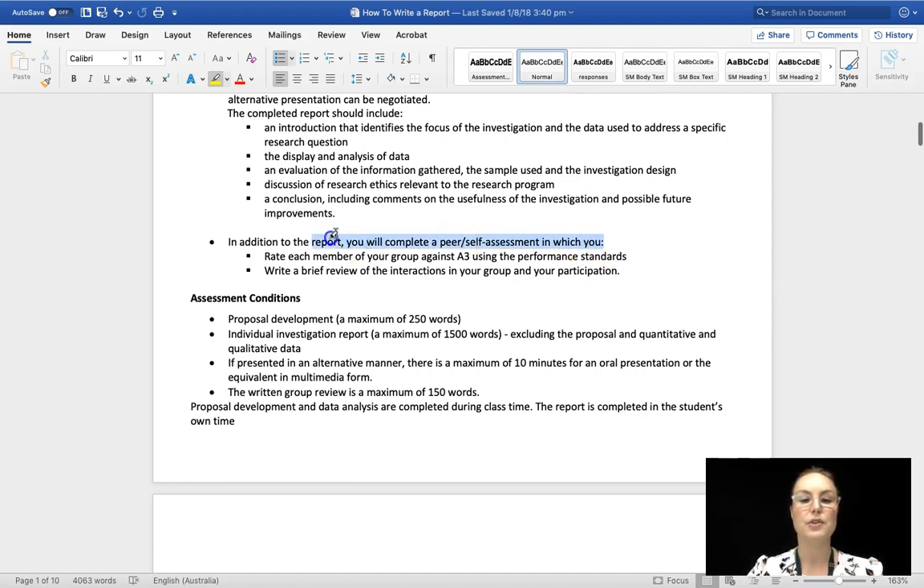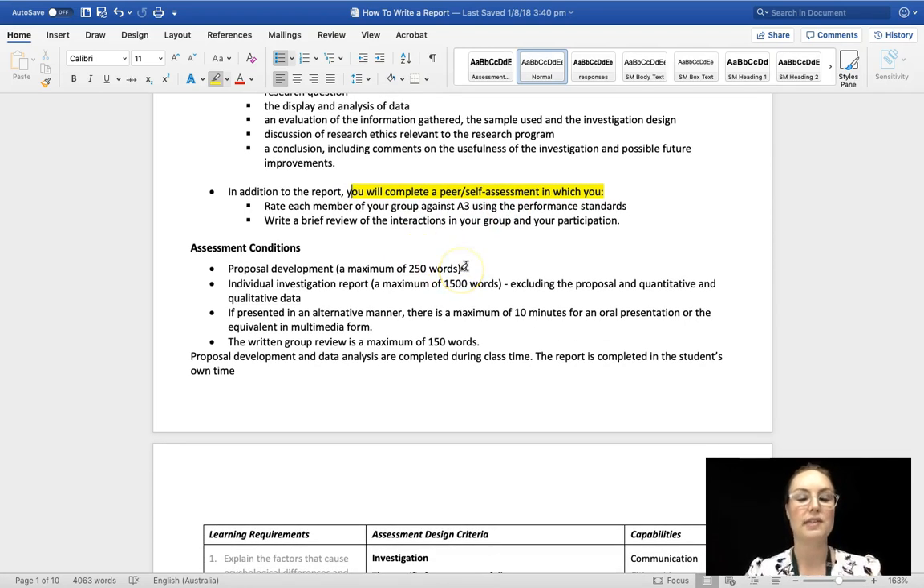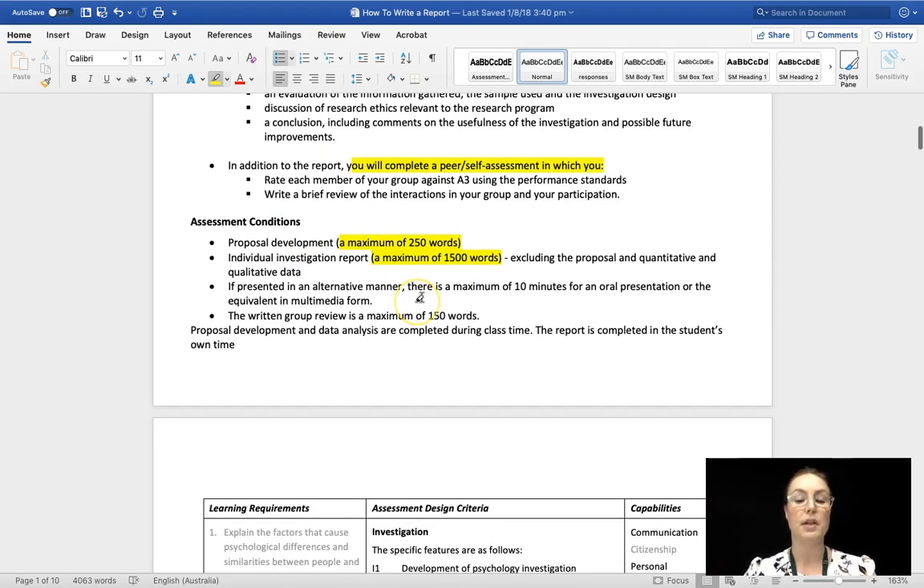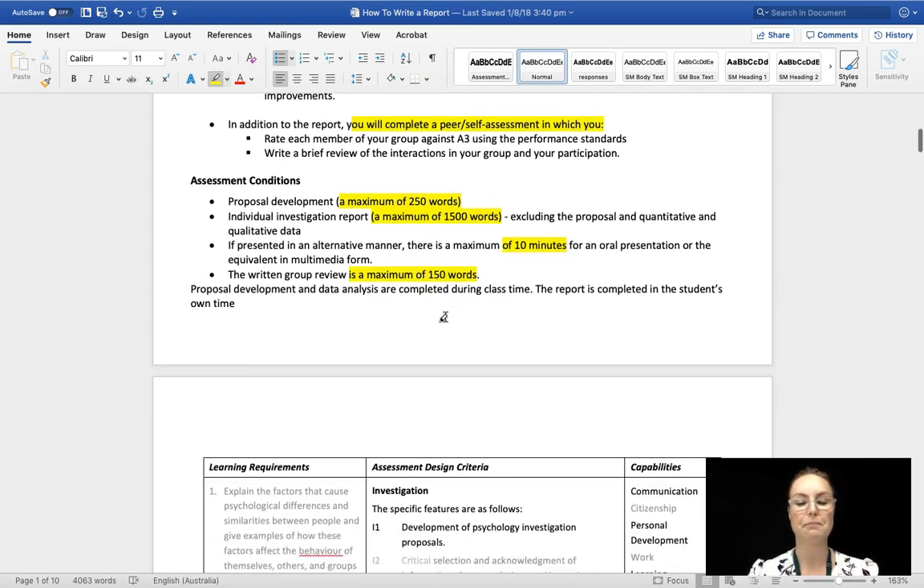For the collaborative task, you also do a self and peer assessment, which helps us look at how you worked as a team. Word counts. At Stage 2, we have a word count of 250 words max for the proposal, so it's quite short. The report has a maximum of 1,500 words. If you would like to present that differently, you need to negotiate that with the teacher, and you have a maximum of 10 minutes. And then the group review, which is only for the collaborative component, Stage 1 and 2, is basically where you review how you worked as a team, and that is 150 words.